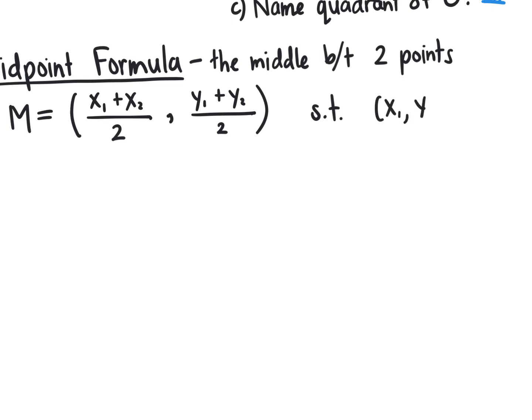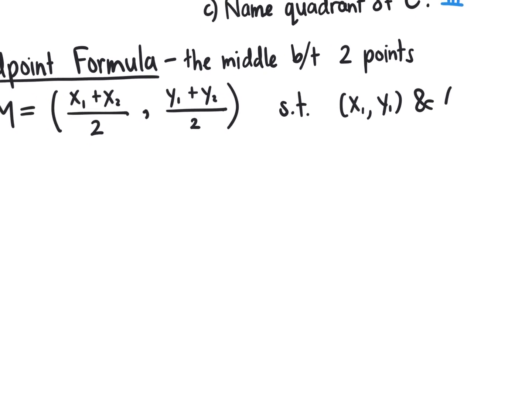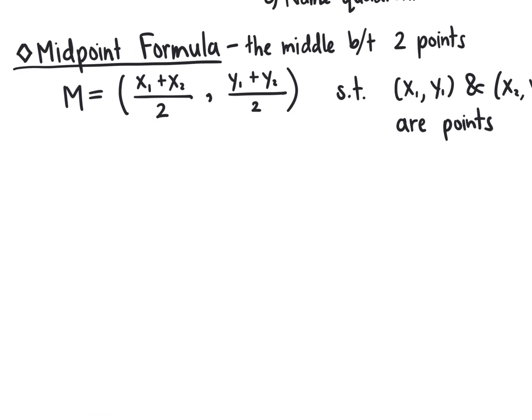S dot T x1, y1 and x2, y2 are points. So basically, you're adding the x's, divide by 2, add the y's, divide by 2.